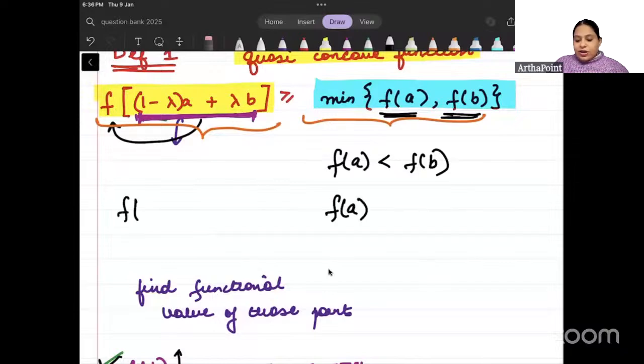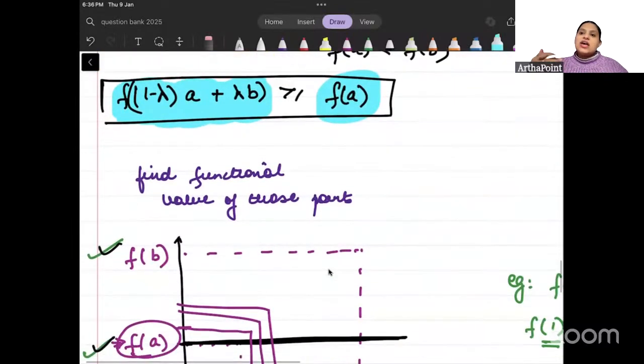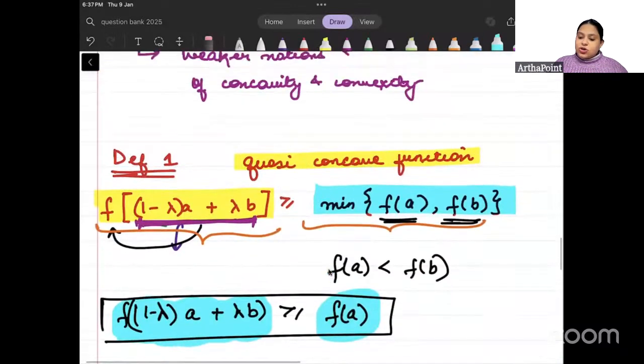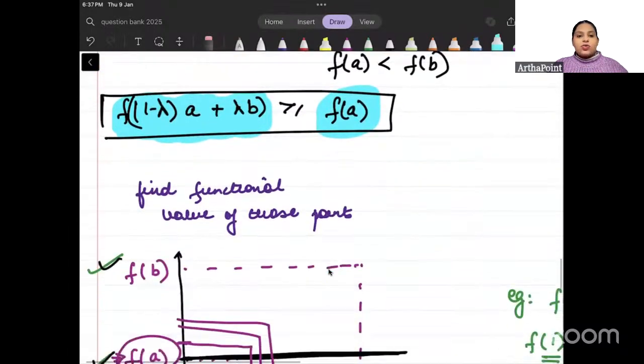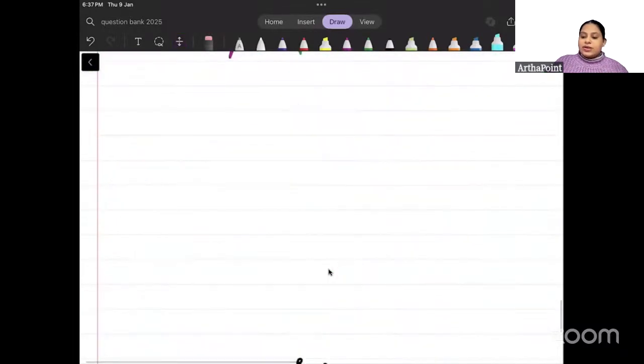So now what I require, f of 1 minus lambda A plus lambda B, it should be greater than equal to f of A. माने हम A और B के बीच में कोई भी पॉइंट उठा लें, I pick any point between A and B, उसका जो फंक्शनल वैल्यू होगा वो A के फंक्शनल वैल्यू से ज्यादा होगा. If that happens, then the function is said to be a quasi-concave function. ठीक है? Now just write it with me.